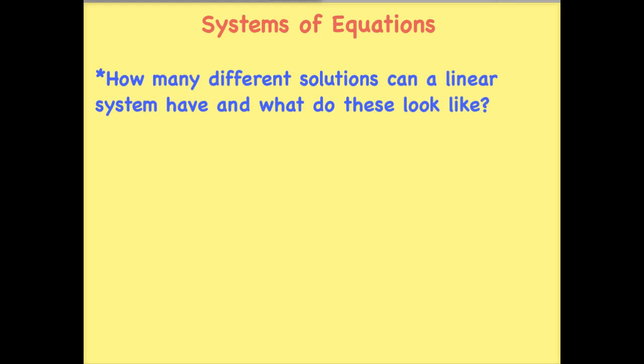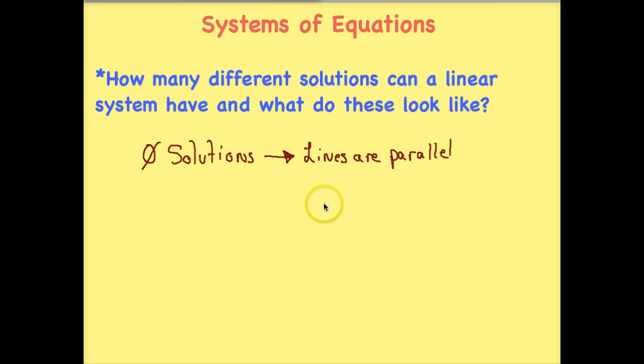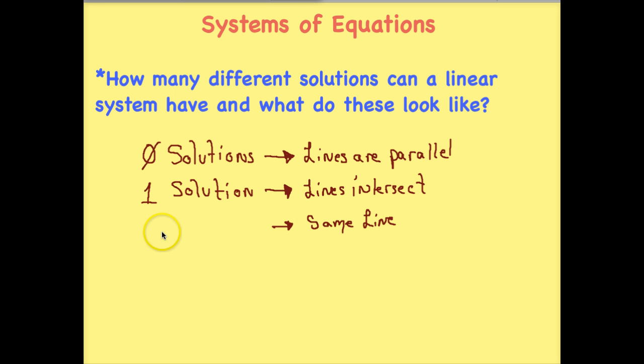So this brings us to our next slide, our next question. How many different solutions can a linear system have, and what do these look like? Well, we just found out that we could have 0 solutions. And when that happens, we know that our lines are parallel. We also found that we could have 1 solution in the previous example. And when that happens, our lines intersect. Are there any other solutions that we could have? Well, what if we had the same line? What if we graphed our 2 lines and they were the same? How many solutions would we have then? In this case, because our 2 lines lie on top of each other, we would have an infinite number of solutions.